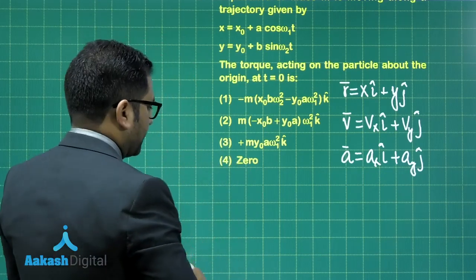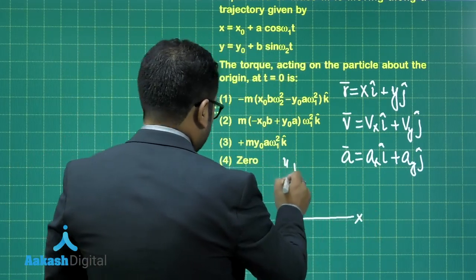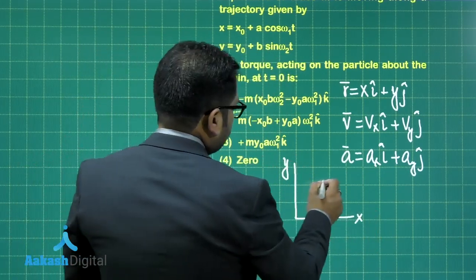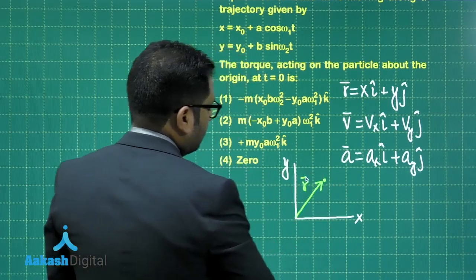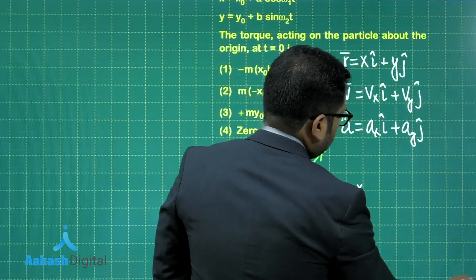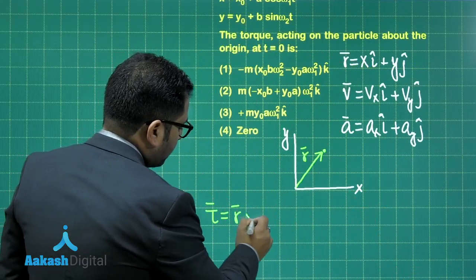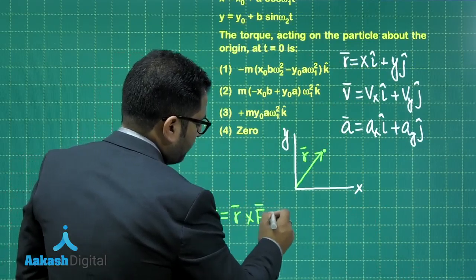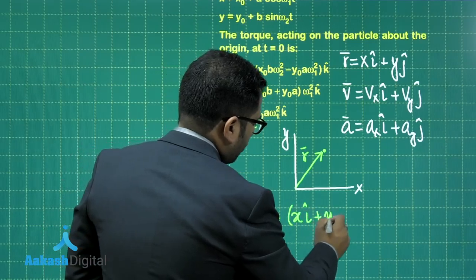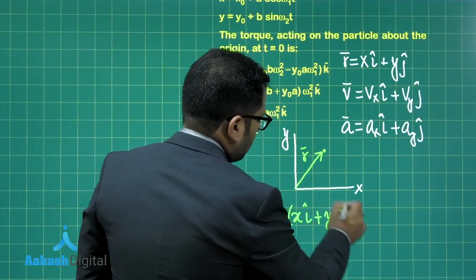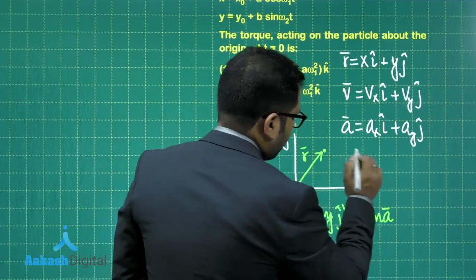So what we'll do is that it's something like this. Here's the coordinate axis, x and y. And at any given point, this is going to be the r vector. And what is the required thing is tau is equal to r vector cross f, and that's so simple. That will be x i cap plus y j cap cross the force, which will be equal to m times a vector.